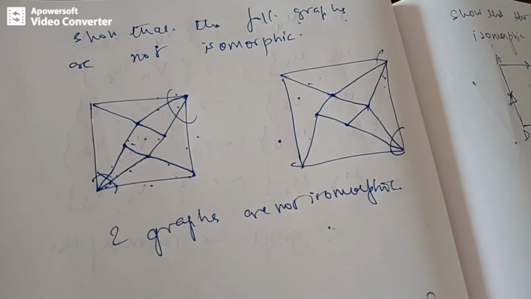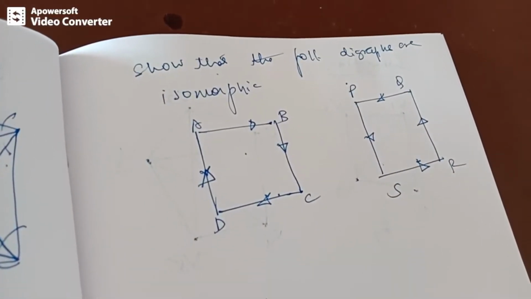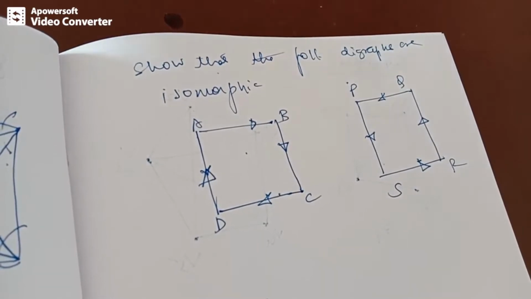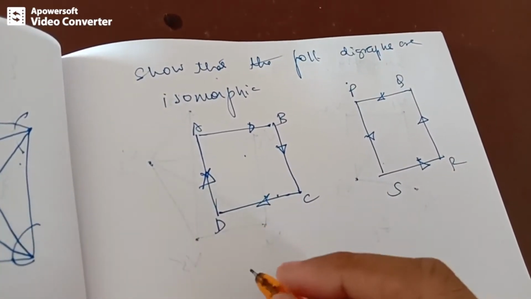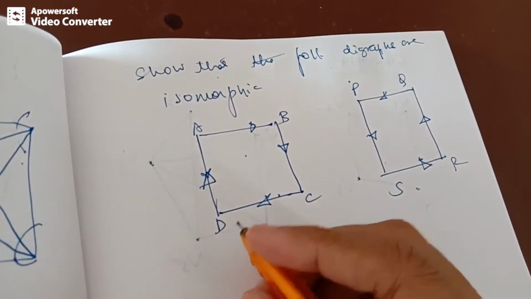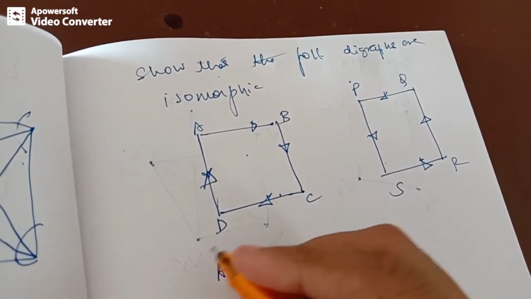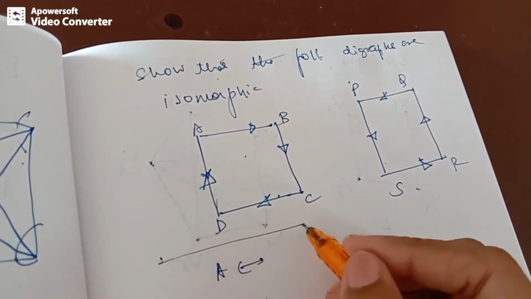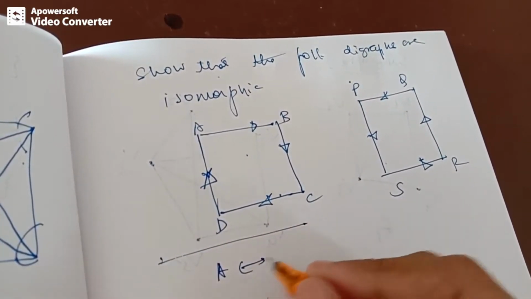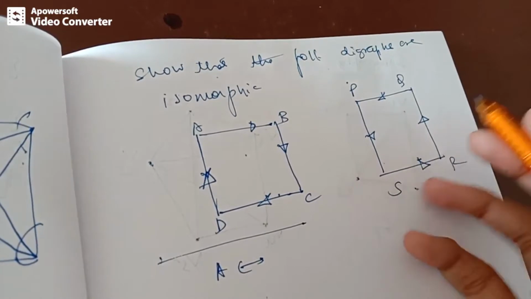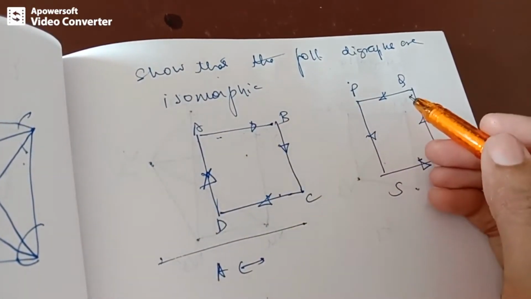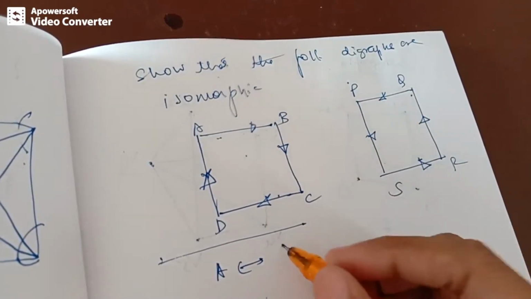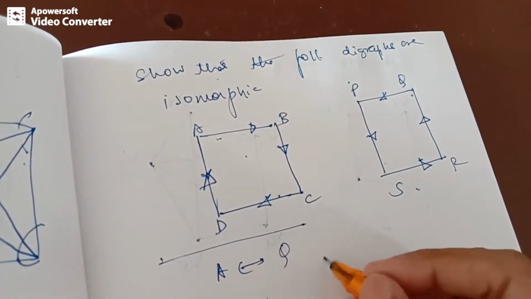Coming to the next question. They have given 2 digraphs. We are supposed to check whether they are isomorphic or not. So given the directions, we have to write the one-to-one correspondence between the vertices. A is in one-to-one correspondence with, you can observe, there's an edge starting from A. Likewise from Q it starts. So A corresponds to Q.